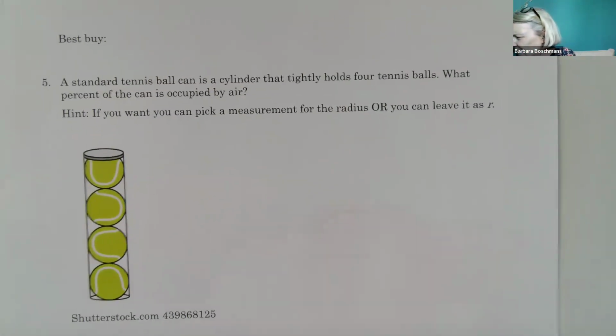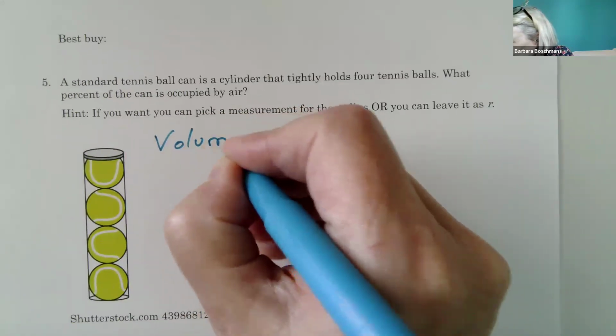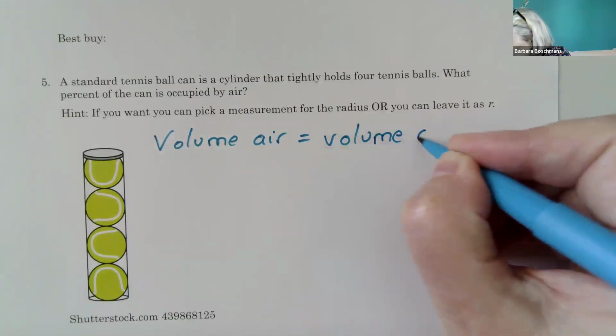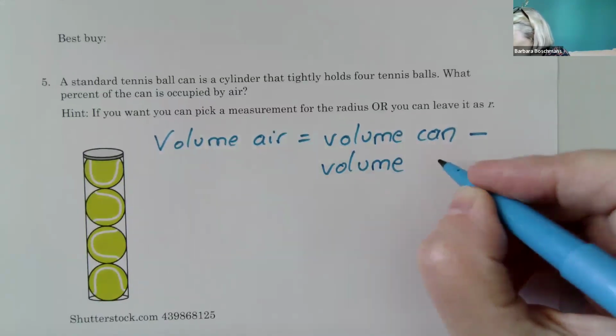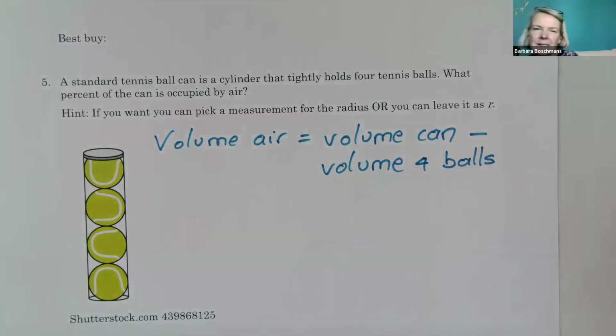The last one is a standard tennis ball can. It is a cylinder that tightly holds 4 tennis balls. So tightly, I think of that as touching all sides, top, bottom, and the sides. You want to know the percent of the can that's occupied by air. So if I want the volume of the air, that would be the volume of the can minus the volume of the 4 balls. The balls are spheres, the can's a cylinder.